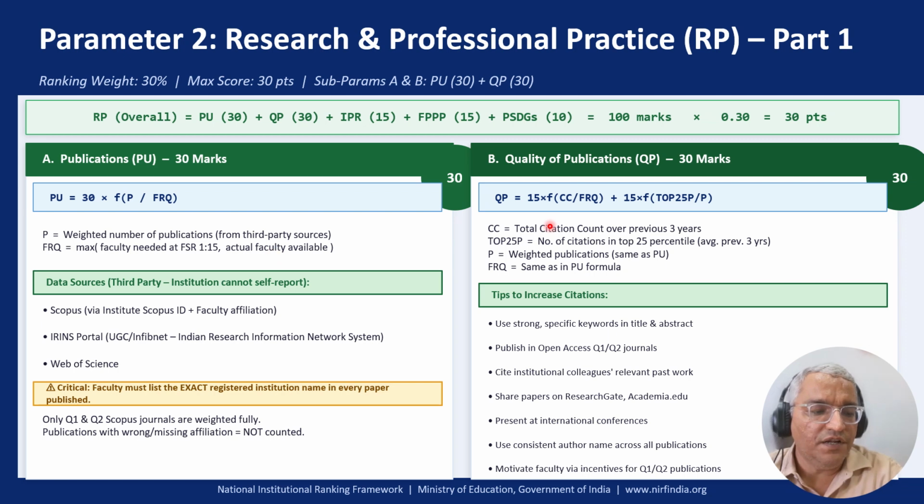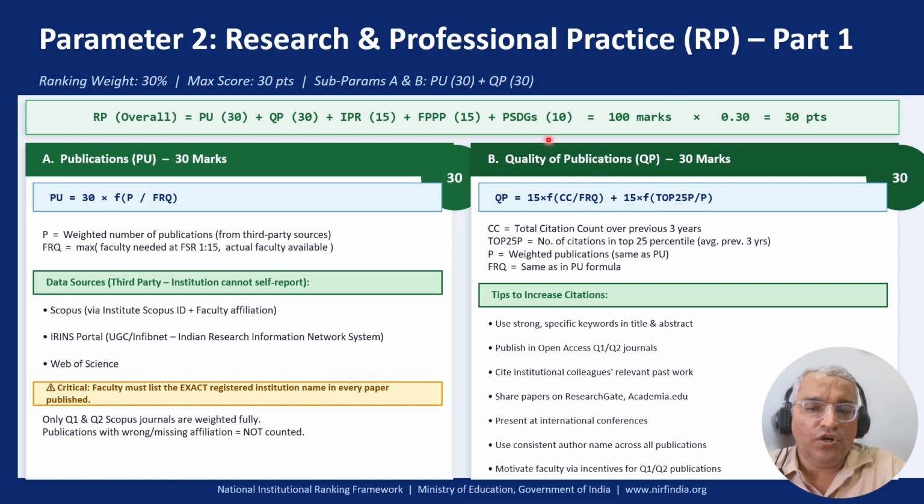The critical point is that faculty must list the exact registered institution name in every paper published. So if the affiliation is wrong, such publications will not get counted, and only Q1 and Q2 Scopus journals are weighted fully. Publications with wrong or missing affiliation are not counted.